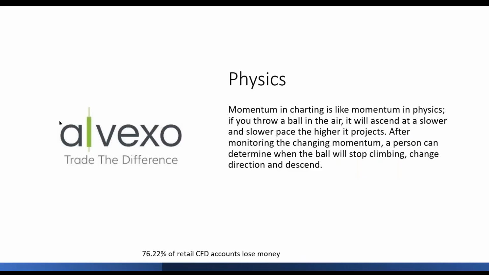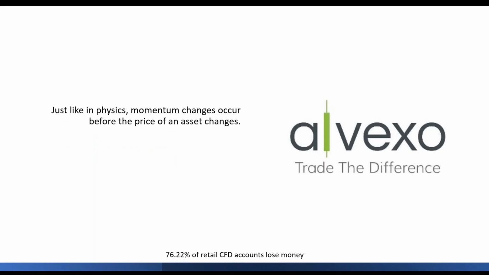So momentum is critically important. Understanding what side of momentum you're on, because we always say trade with the trend. You should always be trading where the momentum is, because trends will start to lose momentum before they peter out. So momentum in charting is like momentum in physics. You throw a ball in the air, it will ascend at a slower and slower pace the higher it goes. After monitoring the changing momentum, a person can determine when that ball will stop climbing, change direction and descend. So just like in physics, momentum changes occur before the price of an asset changes.